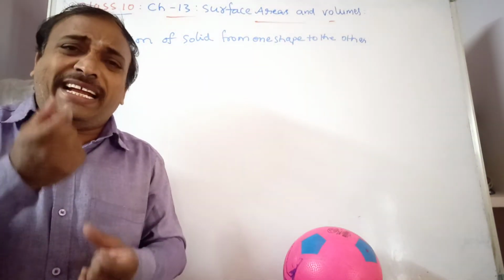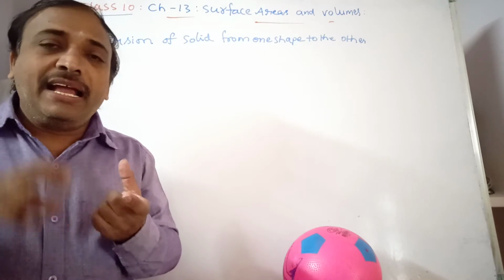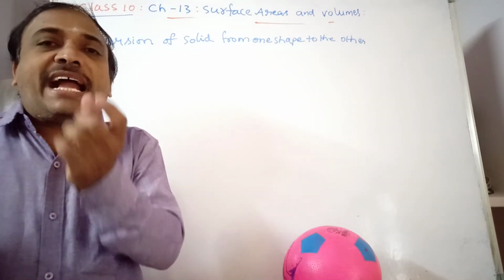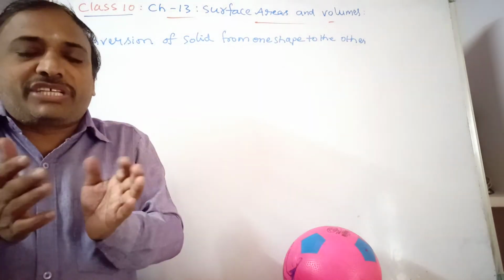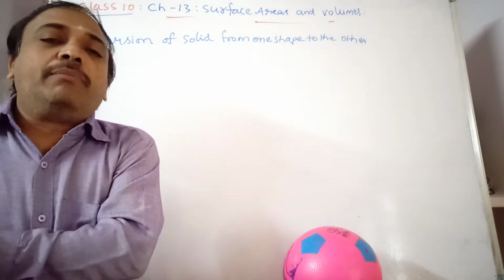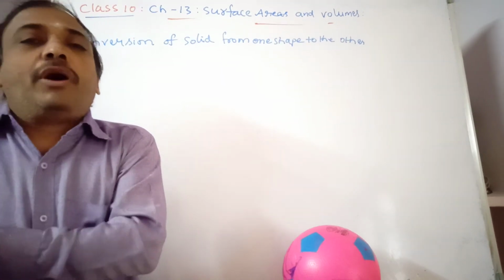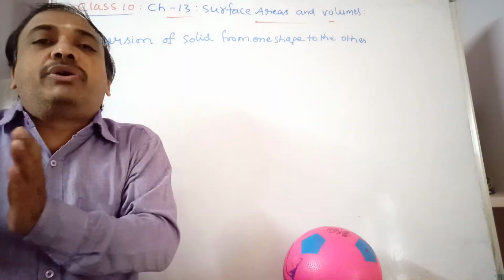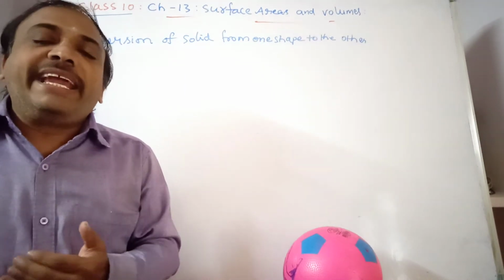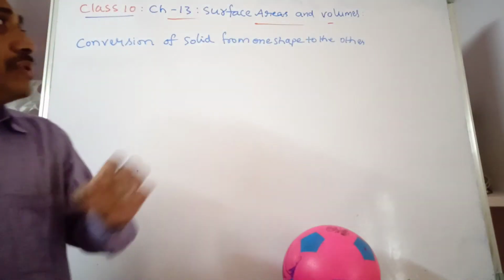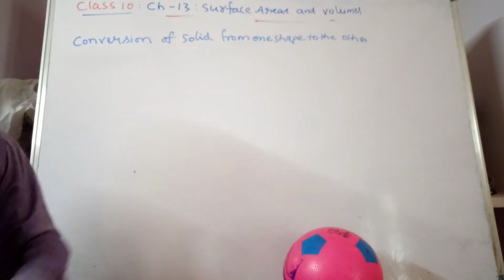See, when you are converting a solid, like if you light a candle, what does it do? It melts, and the candle, which is in a cylindrical shape or whatever the shape, after burning forms the leftover liquid in the other shape. So the candle is converting when you are burning, when you are melting, it is forming into the other shape. So that is conversion of solid from one shape to the other.